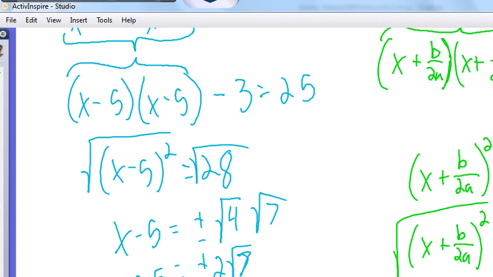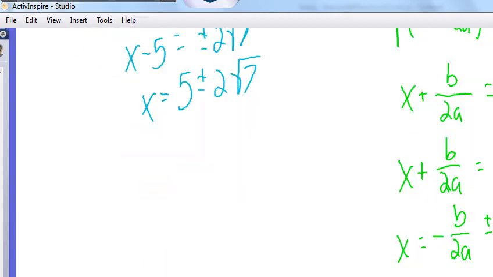rather than writing this minus b over 2a, I'm going to write negative b over 2a plus or minus the square root of b squared minus 4ac over 2a. They share a common denominator, so we could actually put them as one fraction. So we have negative b plus or minus the square root of b squared minus 4ac over their common denominator, 2a.